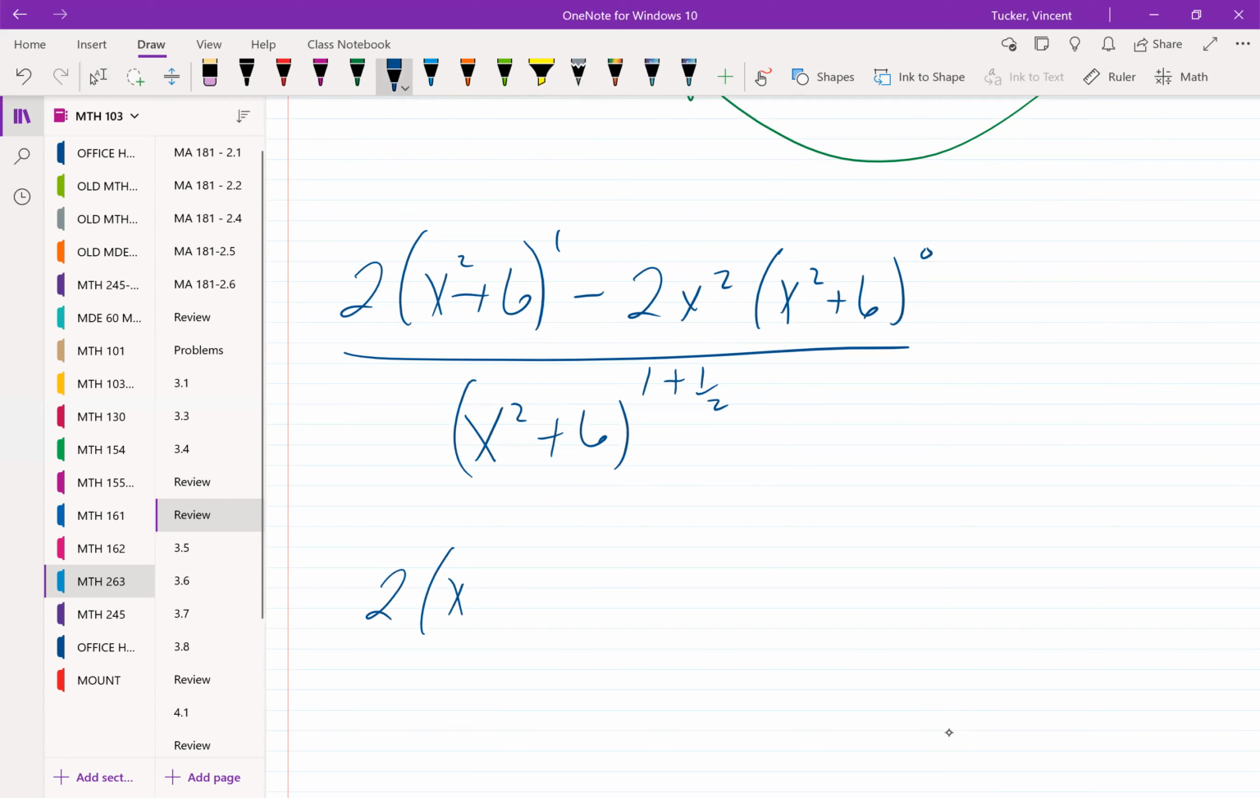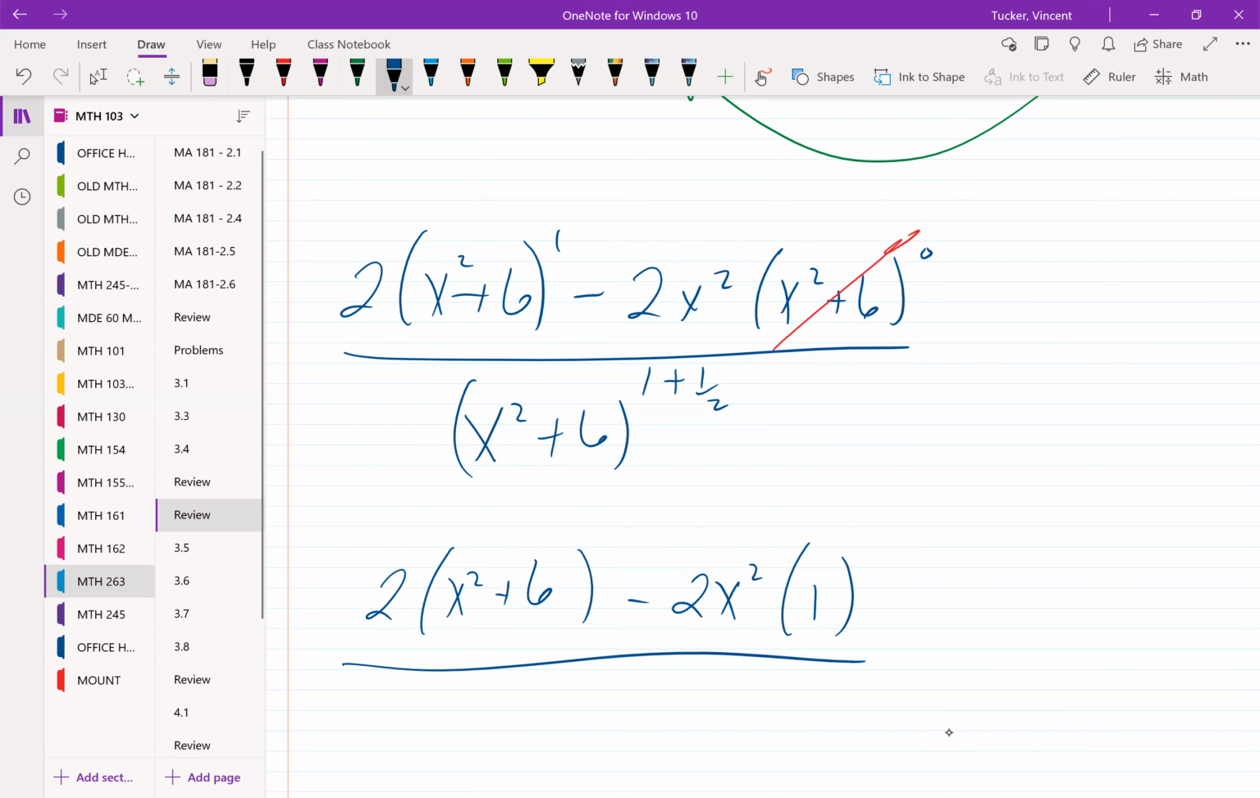So now we're looking at 2(x squared plus 6) minus 2x squared, because anything to the 0 power is just 1. I'll write it like this just for note: 2x squared times 1. And then this would be 2 over 2 plus 1 over 2, which is 3 over 2 for your exponent.